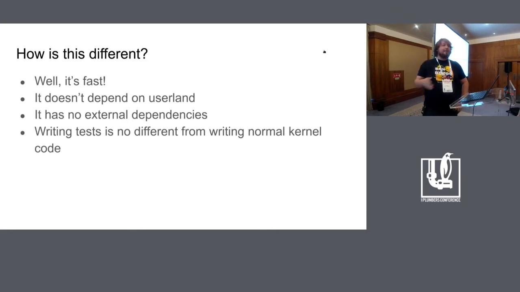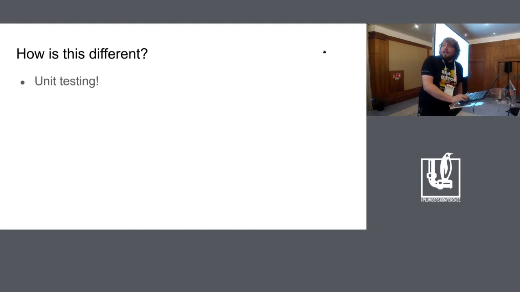Right now they're pretty much bound by how fast you can build the kernel. It doesn't depend on userland. I think that was pretty obvious. Hopefully it's sort of obvious. And it doesn't have any external dependencies, and writing a test is no different than writing any regular kernel code because the actual test links against the code that's under test. So I think that makes it pretty convenient. It means that you can just test arbitrary functions in the kernel. So in other words, it's unit testing.